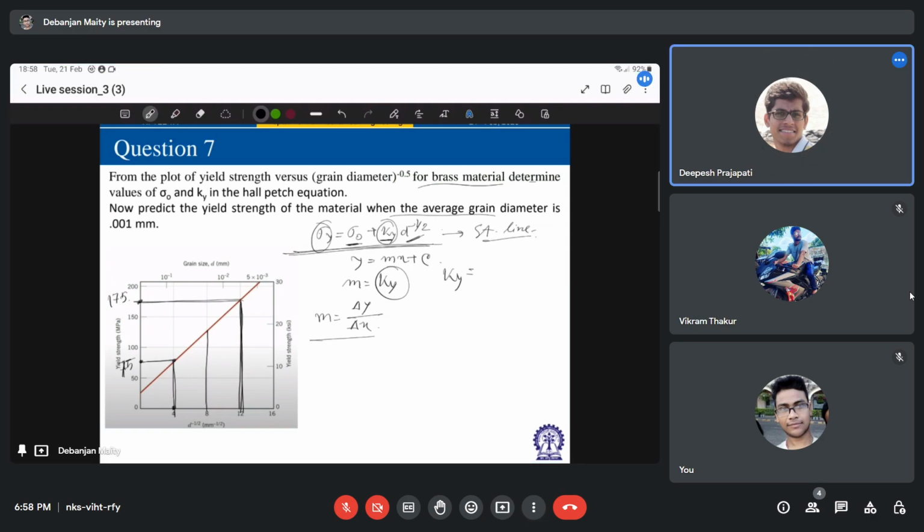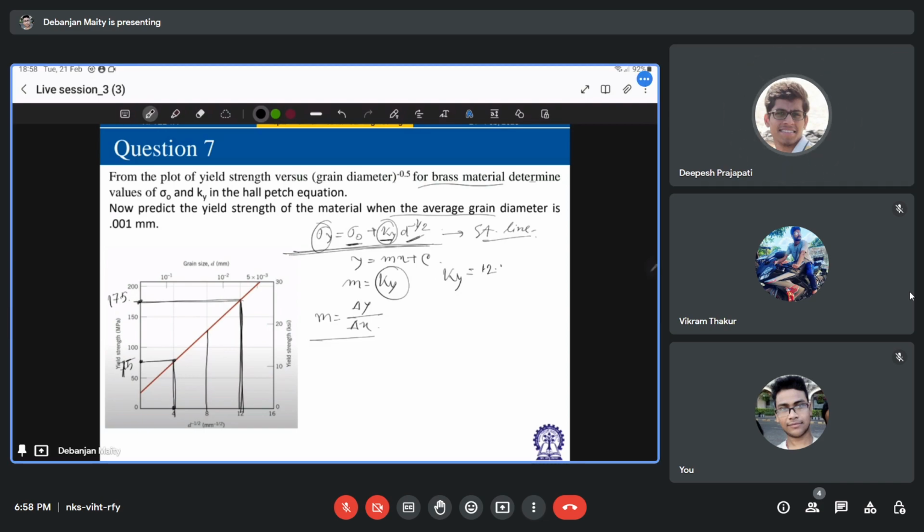12.5. 12.5 megapascal. What will be the unit? Megapascal, ky into d to the power minus half. So this will be in millimeter to the power half.